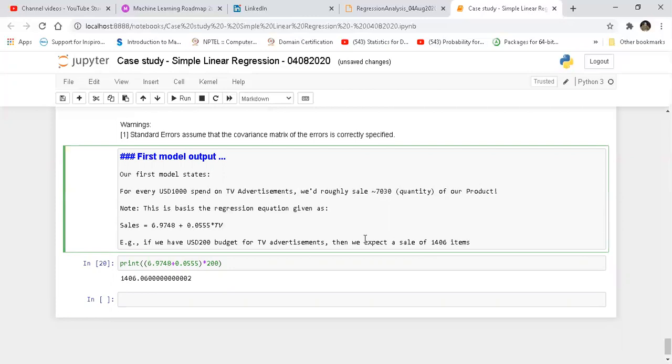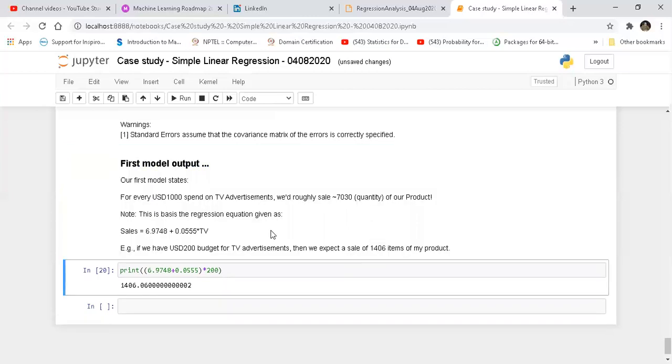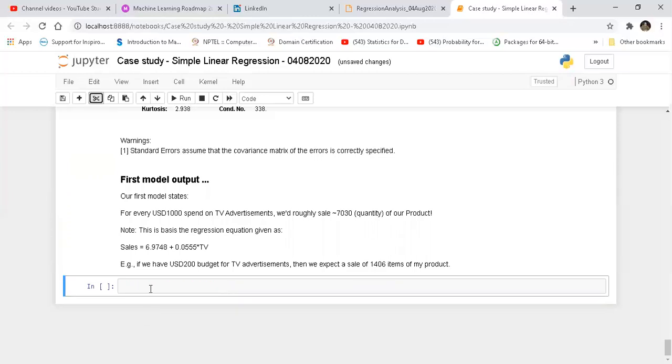Okay, 1406 items, right, of my product, right? Okay, so this is my model output. This is the output that we have got. This is how to interpret them. So this is what we are going to write in the final analysis.